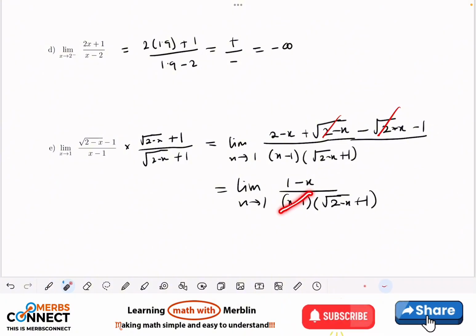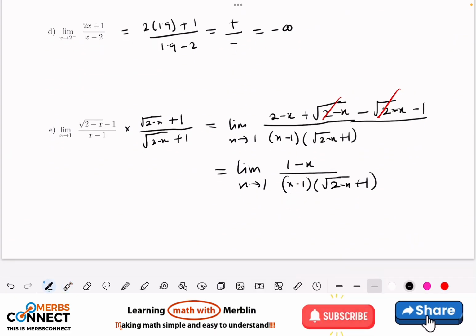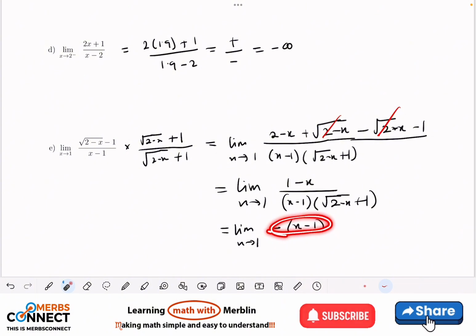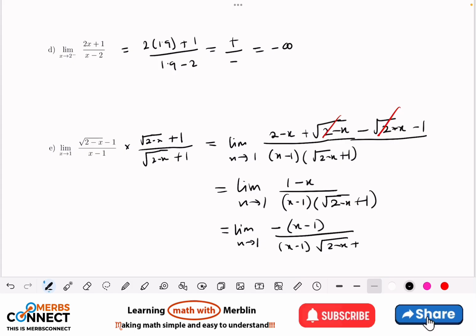Now we cannot cancel this and this, because if it is positive, then we can say that it's commutative. But since it's minus, then for us to cancel, we need to do something small. Limit x is approaching 1. Now I need to factor minus 1 out, so that I'll have minus x minus 1, so that when I multiply the minus through, I get what is here, right? Then now I divide it by x minus 1 times root of 2 minus x plus 1. Then now this can cancel this, which is very nice, right?